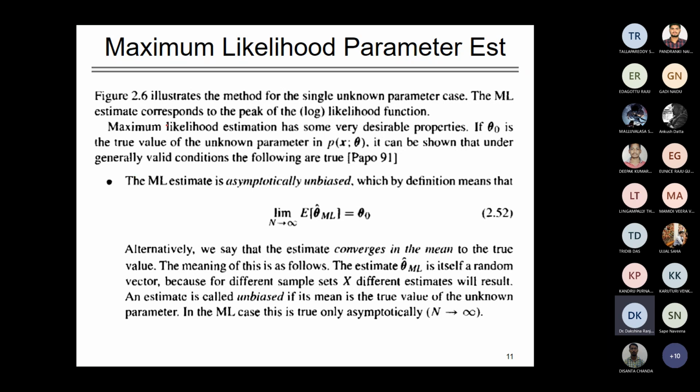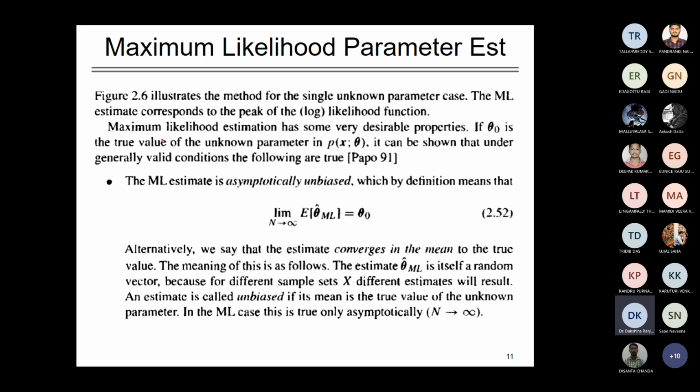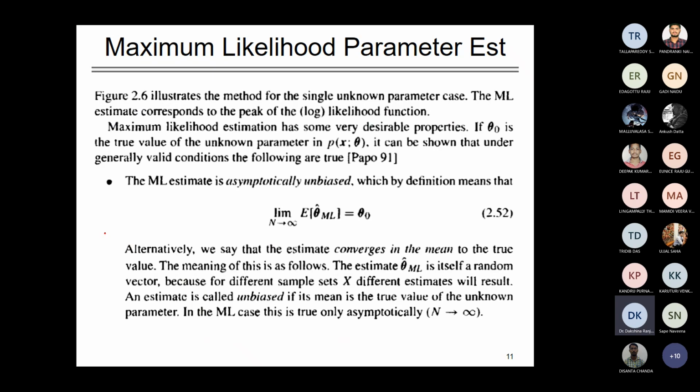This function, the maximum likelihood estimator, illustrates the method for the single unknown parameter case. Now we could have a set of such parameters. The maximum likelihood estimate corresponds to the peak of the log likelihood function. As I said, at this point we get the maximum peak, and this peak represents the maximum log likelihood or maximum likelihood for this maximum likelihood estimator.